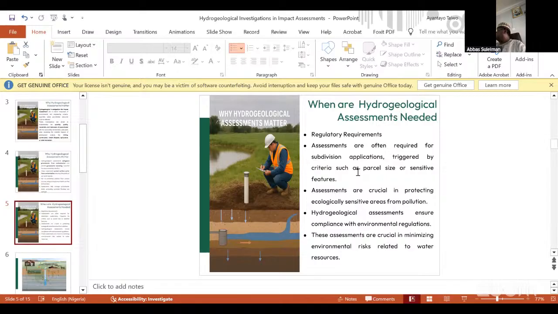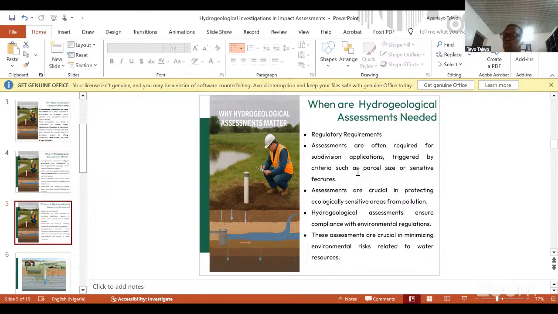When are hydrogeological assessments needed? For a lot of us here who are also into environmental and social impact assessment, you would know that there is no EIA, especially when you're dealing with mining, construction, dam projects, agricultural projects where you have to use a lot of chemicals, where hydrogeological assessments are not needed.